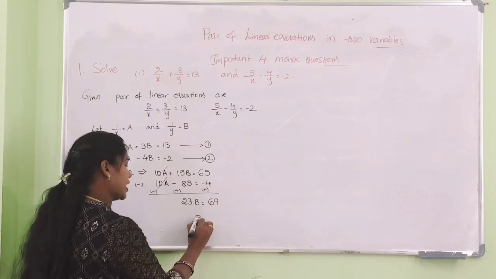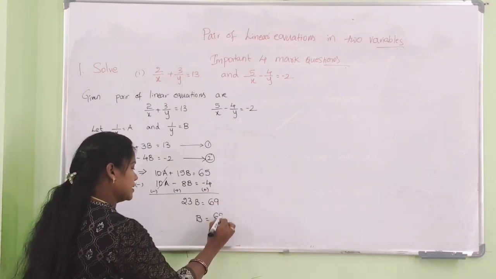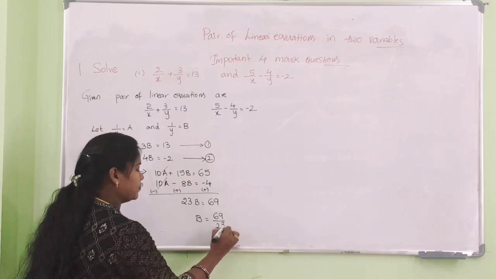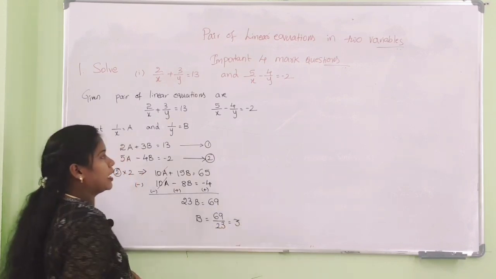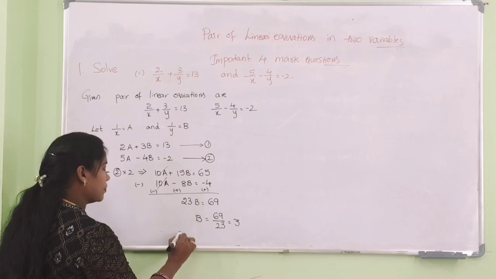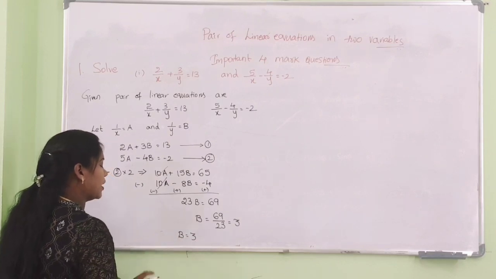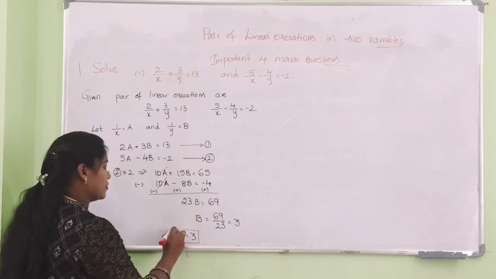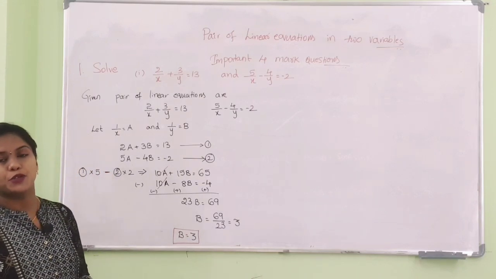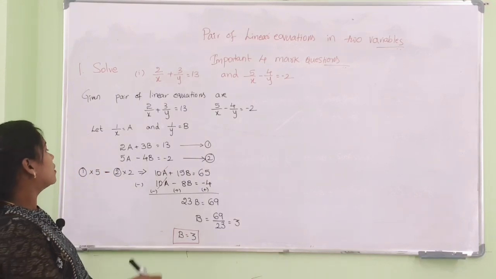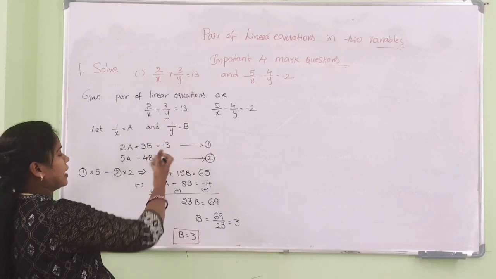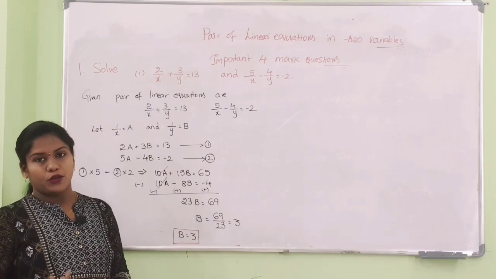So from this we get b is equal to 69 by 23, which is equal to 3. So we got the b value as 3. Now on substituting this b is equal to 3 in either the first equation or the second equation, we get the value of a.